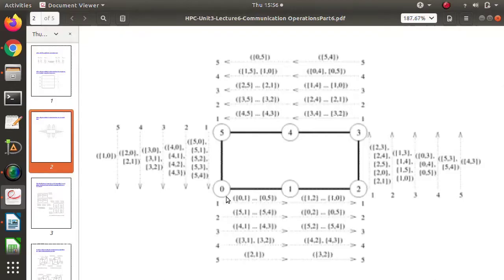So the first step is very clear. In the first step, these nodes, whatever messages they have, they are sharing with the neighboring node. Okay, they are sharing with the next node, not the neighboring node, because neighbors are on both sides. So we are going in one direction. So they are sharing with the next node. 0 will share with 1, 1 will share with 2, 2 will share with 3, 3 will share with 4, 4 will share with 5, 5 will share with 0.